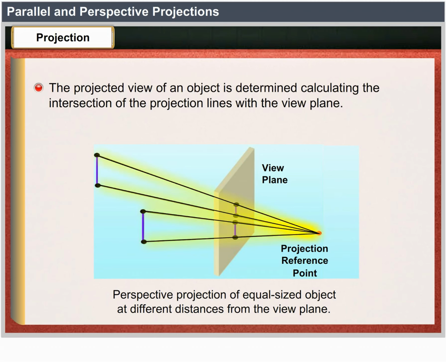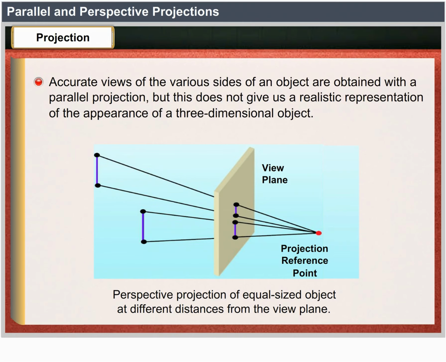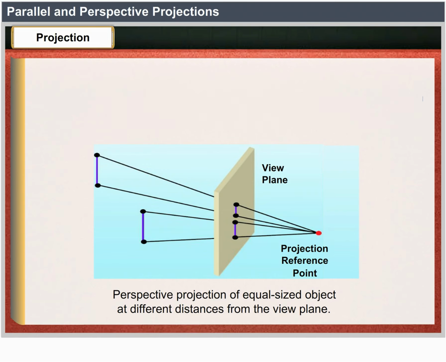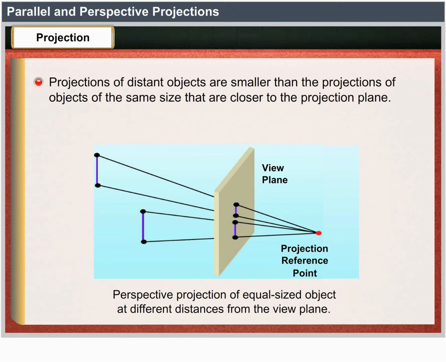A parallel projection preserves relative proportions of objects, and this is the method used in drafting to produce scale drawings of three-dimensional objects. Accurate views of the various sides of an object are obtained with the parallel projection, but this does not give us a realistic representation of the appearance of the three-dimensional object. A perspective projection, on the other hand, produces realistic views but does not preserve relative proportions. Projections of distant objects are smaller than the projections of objects of the same size that are closer to the projection plane, as shown in the figure.